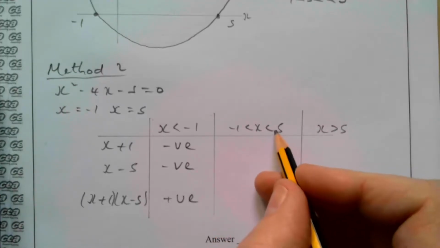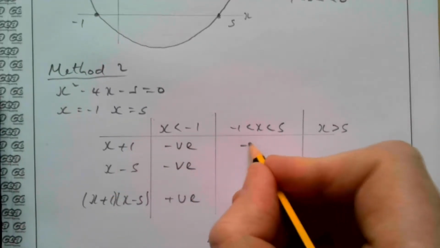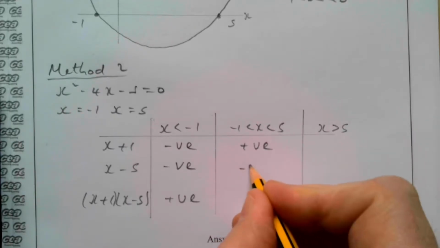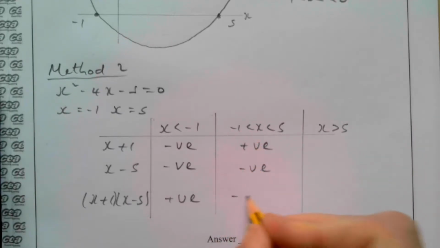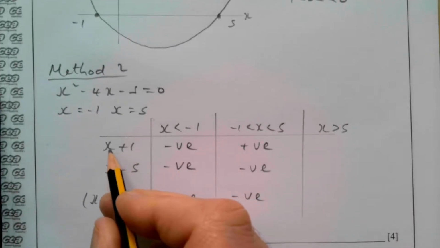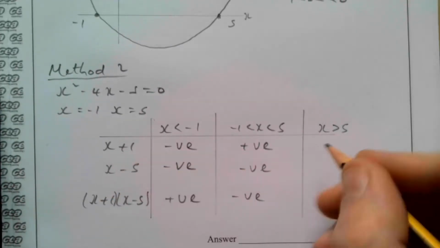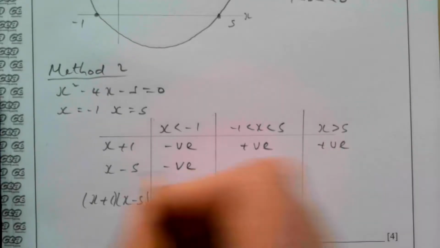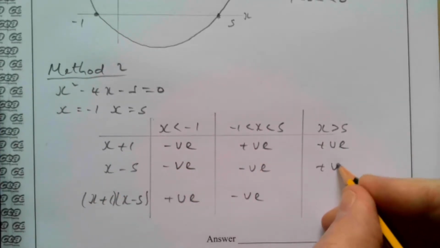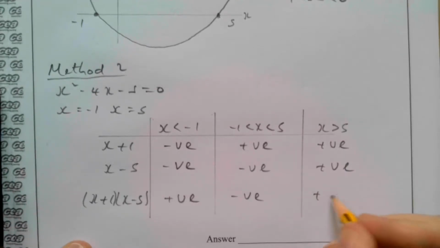In between minus 1 and 5, so let's pick 0, that's positive. That's negative. A positive times a negative gives me a negative. Anything bigger than 5, 6. 6 plus 1 is 7, so that's positive. 6 take away 5 is positive. Positive times a positive gives me a positive.